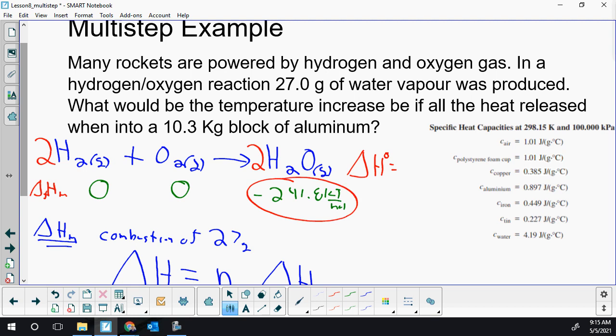If I wanted to get the delta H for the reaction, I know the molar enthalpy, and I know there's 2 moles. So if I take 2 moles times minus 241.8 kilojoules per mole, this reaction would have a change in enthalpy of minus 483.6 kilojoules.